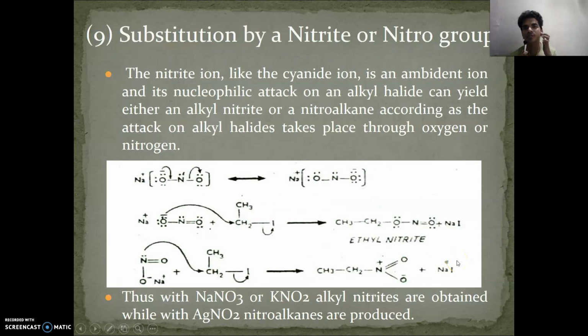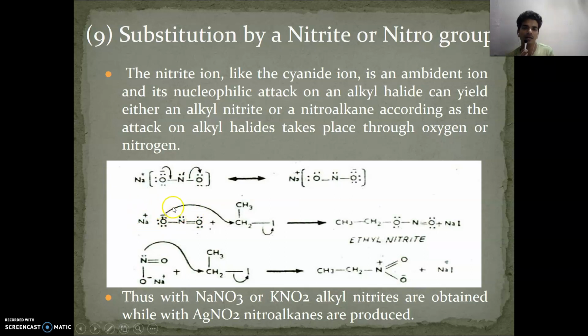Then substitution by a nitrite or nitrate group. The nitrite ion, like a cyanide ion, is an ambident ion, that is, having two sides. Its nucleophilic attack on alkyl halide can yield either an alkyl nitrite or the nitroalkane, according as the attack on alkyl halide takes place through the oxygen or nitrogen. So there are two sides, so it will form this ambident ion.